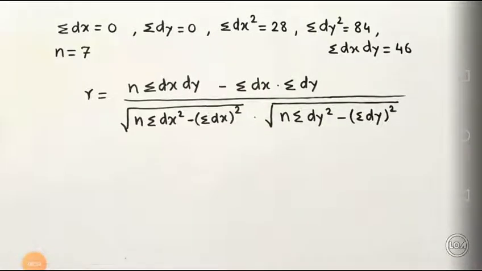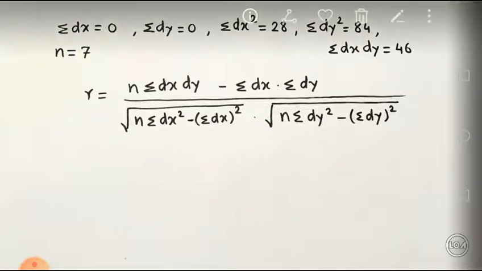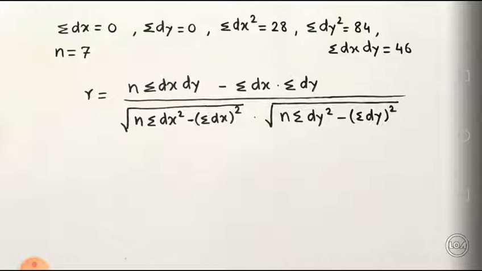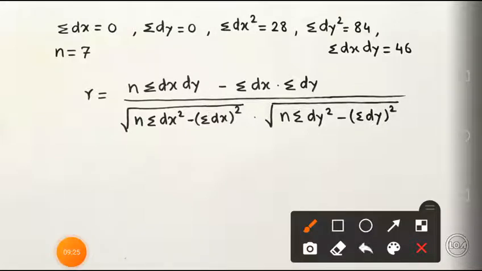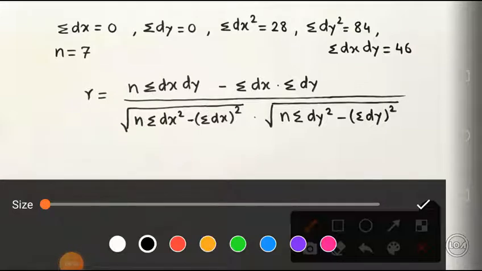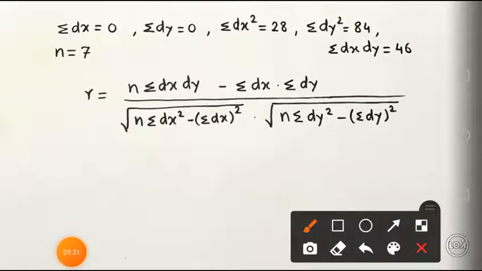I hope now, as we have discussed the formula multiple times, you have all learned it. The formula is r is equal to n into sigma dx dy minus sigma dx into sigma dy, upon under root of n into sigma dx square minus sigma dx whole square, into under root of n into sigma dy square minus sigma dy whole square. Now it's your part to put the values in the formula and start calculating. So students, now put the values in the formula.